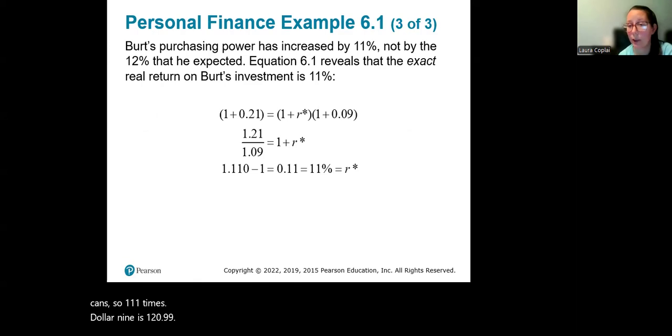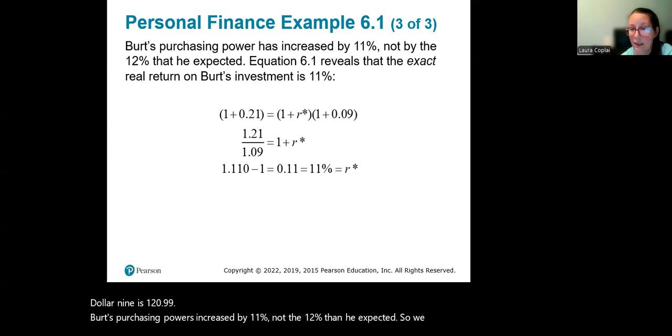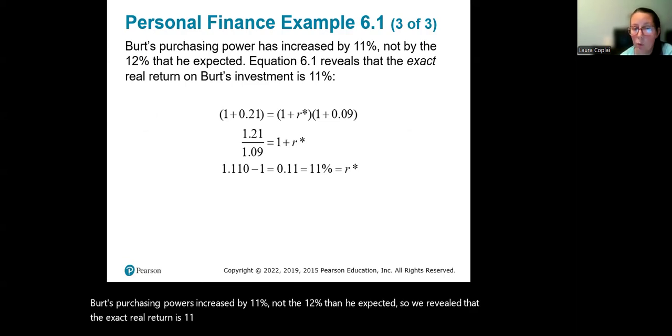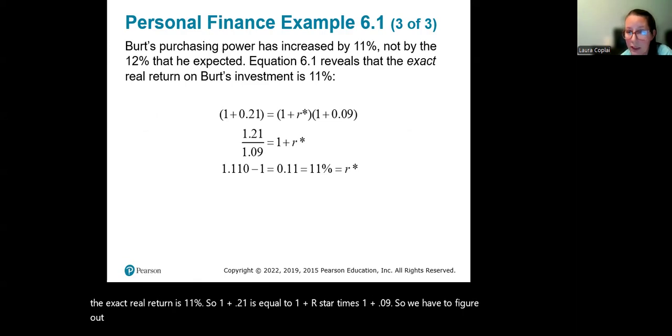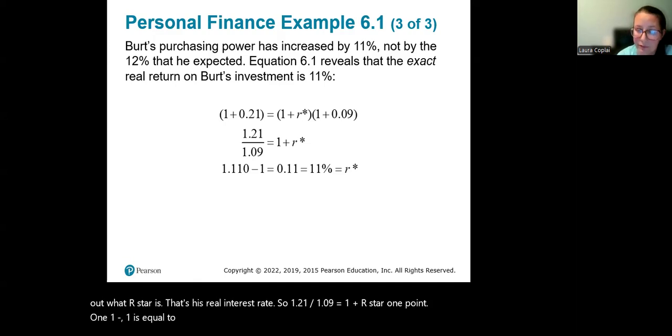Bert's purchasing power has increased by 11%, not the 12% that he expected. So we revealed that the exact real return is 11%. So 1 plus 0.21 is equal to 1 plus R star times 1 plus 0.09. So we have to figure out what R star is. That's his real interest rate. So 1.21 divided by 1.09 equals 1 plus R star. 1.11 minus 1 is equal to 11%.